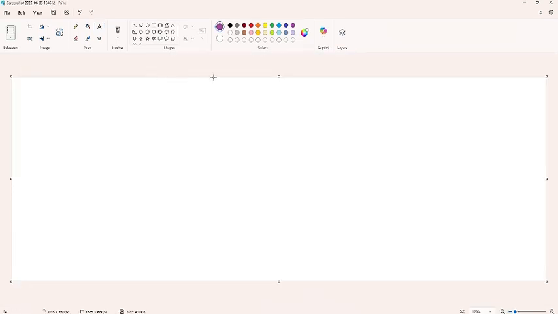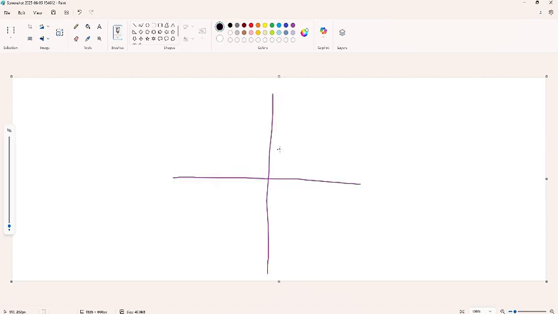Now we're going to be talking about translations on the coordinate grid. Let's say we have a coordinate grid. And we can say this is WERD, which stands for weird, right? Now we want to translate it across to, I don't know, over here.